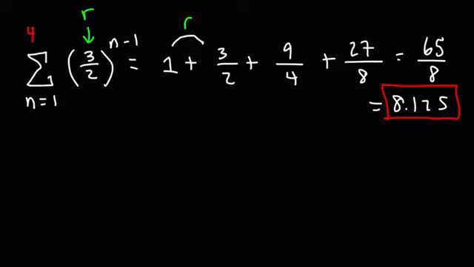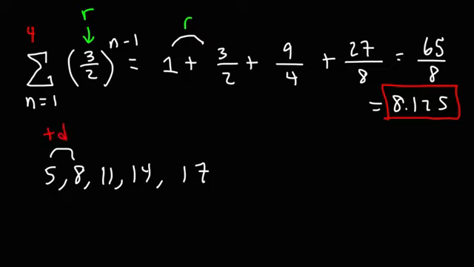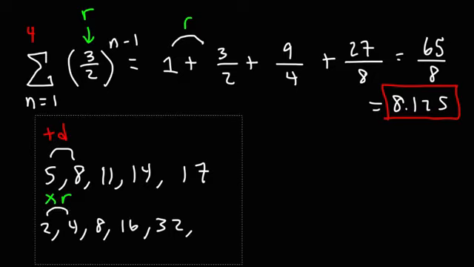So let me just help you to distinguish an arithmetic sequence from a geometric sequence. So this is an arithmetic sequence because you need to add by some common difference to get to the next term. In this case, the common difference is 3. This is a geometric sequence because you need to multiply by a common ratio to get the next one. In this case, 2 is the common ratio.